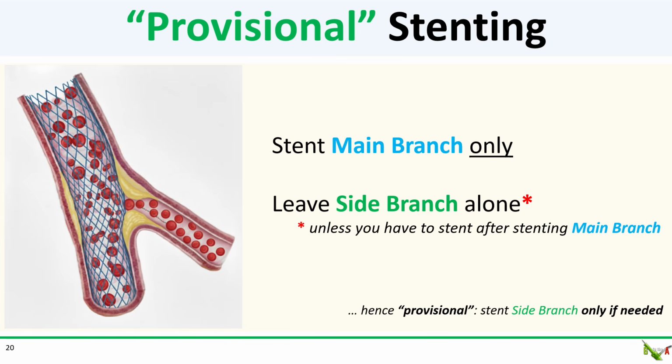Hence the word provisional. Again, in provisional stenting, you stent the main branch only and leave the side branch alone, but there's a big red asterisk to that. You may end up also needing to stent the side branch if you create a new severe stenosis in the side branch after stenting the main branch.